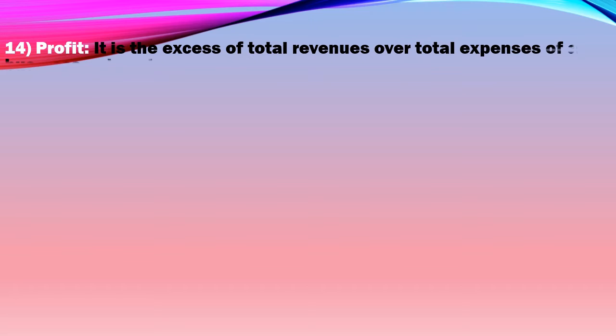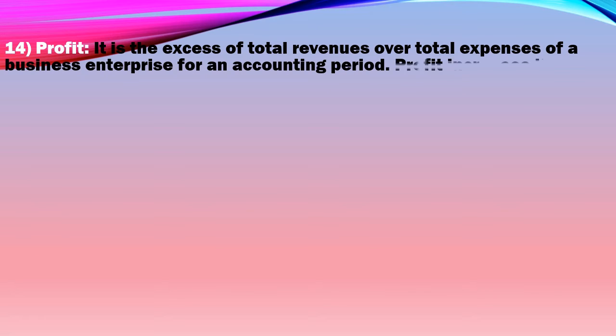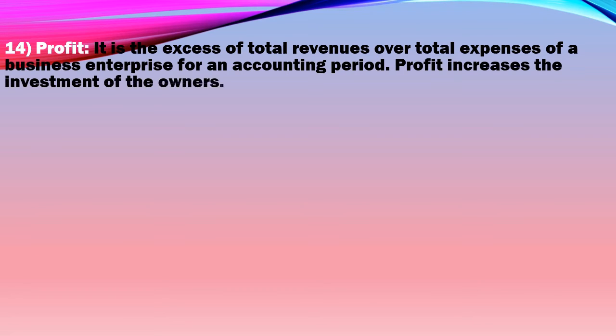Next we have profit. It is the excess of total revenues over total expenses of a business enterprise for an accounting period. Profit increases the investment of the owners. Now, revenue is the earnings from the sale, and expense is the cost that you have to incur for making the goods. So profit is whatever excess revenue or earnings you get after subtracting the expenses.